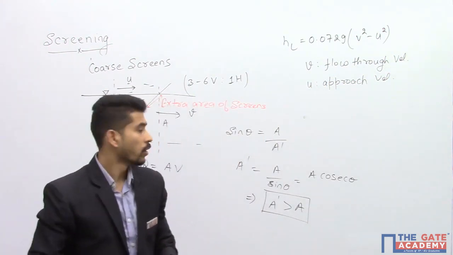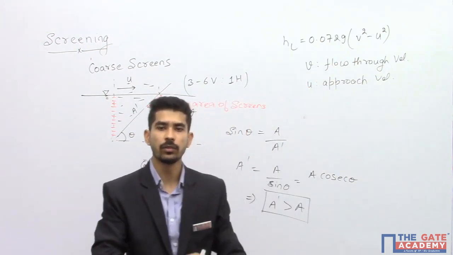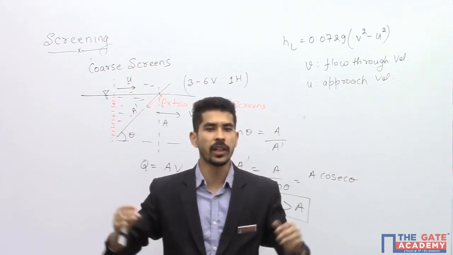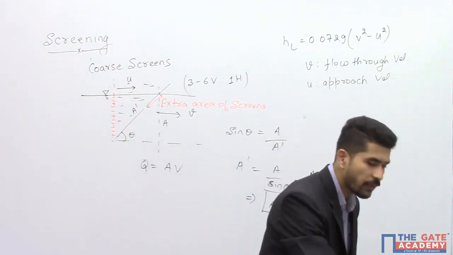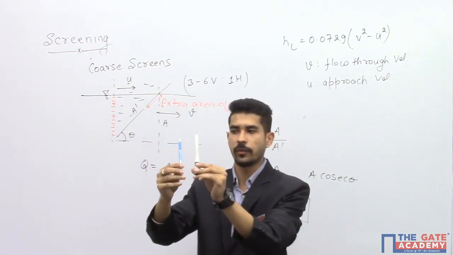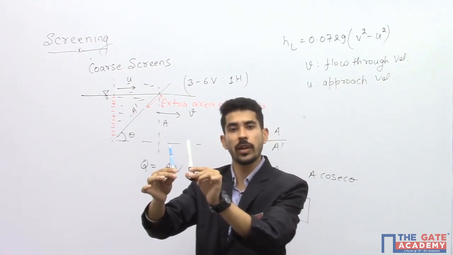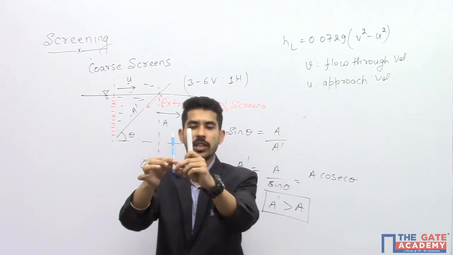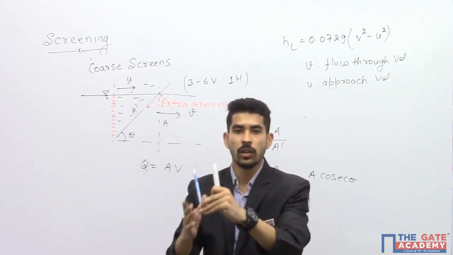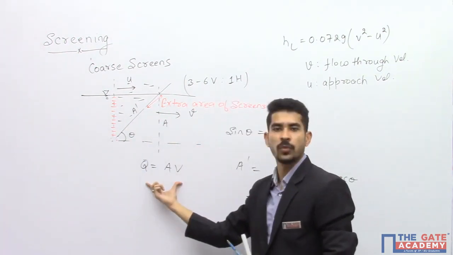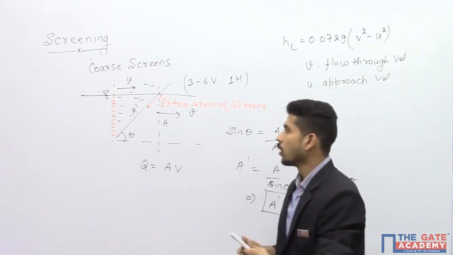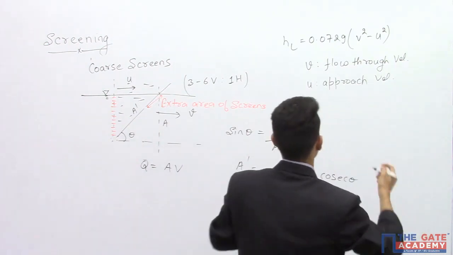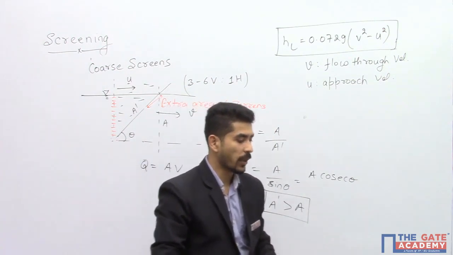Now, according to this expression, V should be greater than U. Yes, indeed V is greater than U, because let us imagine that this entire room is the flow area before these screens, and you have screens placed like this, multiple arrangements in the form of bars. Initially you had this much flow area, and after passing through the screens, the area is reduced. The water is passing only in between these two bars, so from this area it has been reduced to this area. And by the continuity expression, if you reduce the area, your velocity will increase. So your flow through velocity V will be more than U. Hence the expression for head loss is given as 0.0729 into (V square minus U square).